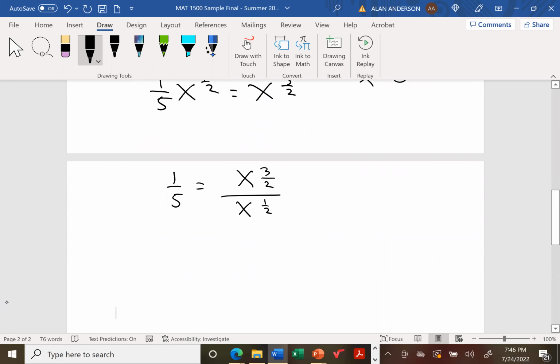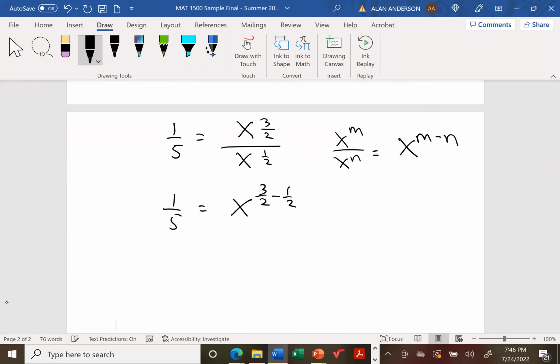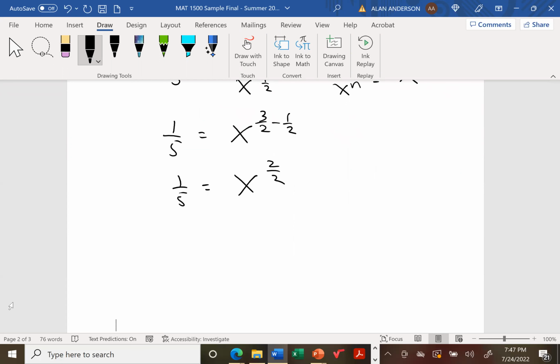And of course, remember how this works. x to the m over x to the n equals x to the m minus n. So therefore here, the right-hand side, we have 3 halves minus 1 half. So this is the same thing as saying that 1/5 is x to the 2 halves. Or you can streamline this a little by noting that 1/5 equals x to the first power. And of course, this just means that x equals 1/5 is our second critical point.